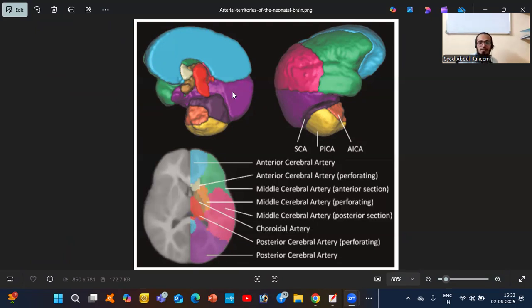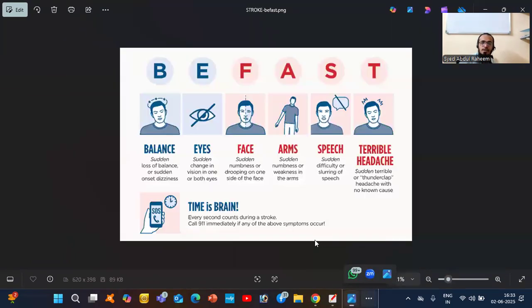So if the problem occurs in a particular region of the arteries, that person will have the symptoms. So let's see the symptoms according to that area. If a patient has a posterior cerebellar artery problem, backside, he has first two things: he has imbalance and eye problems. This is very important. If a patient has a cerebellar artery problem, balancing will be affected.